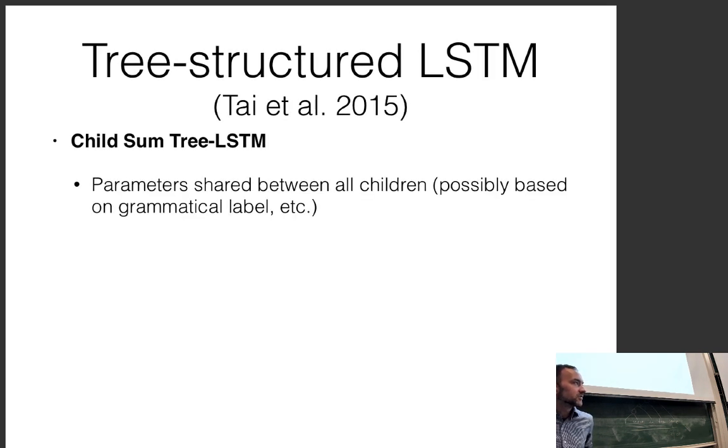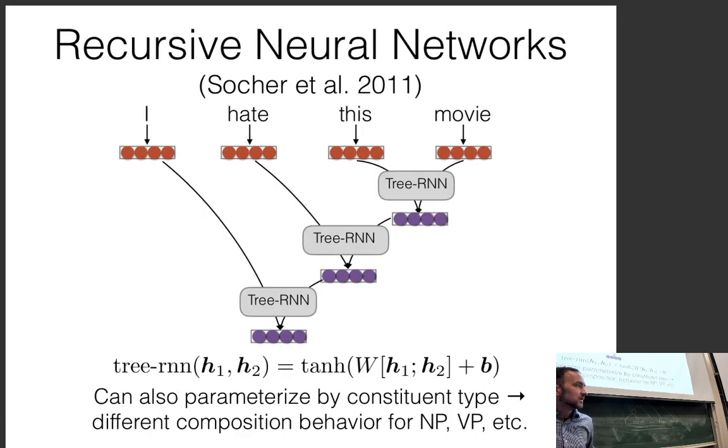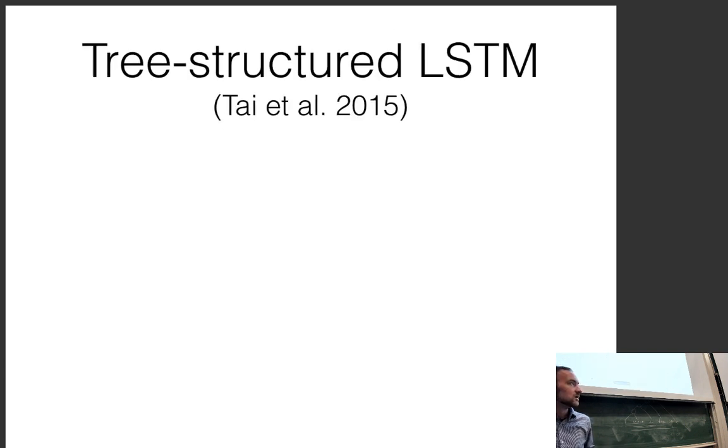And basically, the child sum tree LSTM is an LSTM that functions over arbitrary numbers of children. Oh yeah, one other thing I should point out here is this only works over binary trees if you do it this way, because the size of W is fixed. So you concatenate two children, and you multiply it by a weight matrix to get the next input. So obviously, you need to have exactly two children here. The child sum tree LSTM actually fixes this problem.